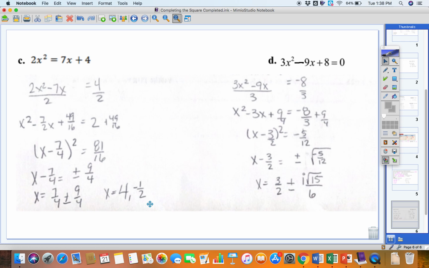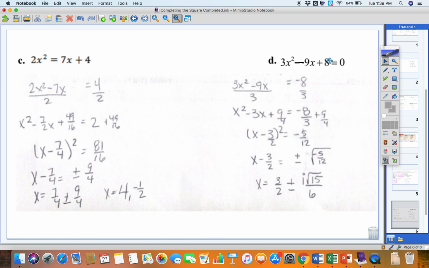In our last example, we have 3x squared minus 9x plus 8. This is written in standard form. Some tricks here or tips that you may appreciate when you're graphing a quadratic equation. This number right here is your y-intercept.